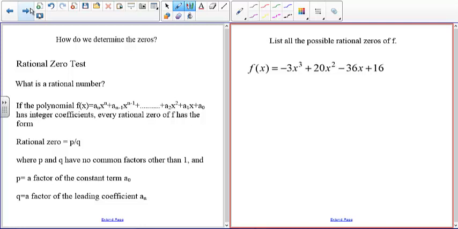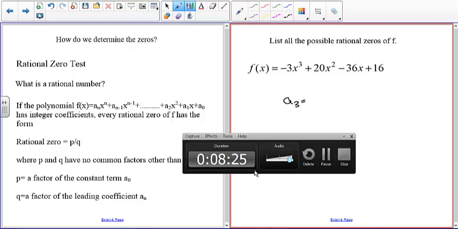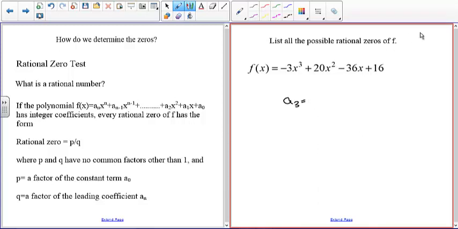Okay, so here's a third order polynomial. So what we could say is a sub 3 equals negative 3, a2 is 20, a sub 1 is negative 36, and a0 is 16. So in this case, p is equal to negative 3. I did that wrong again. That's q. Q is equal to negative 3, and p is equal to 16.